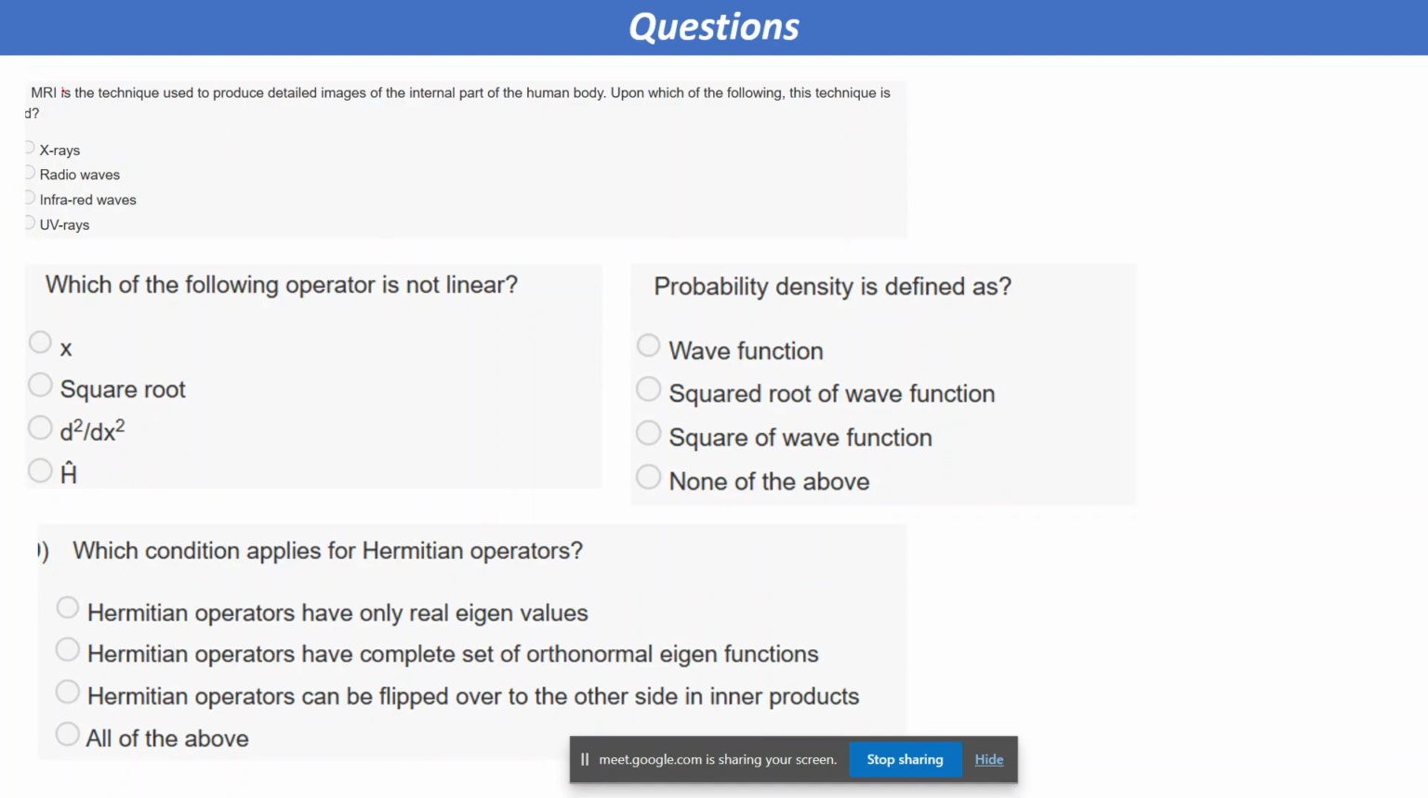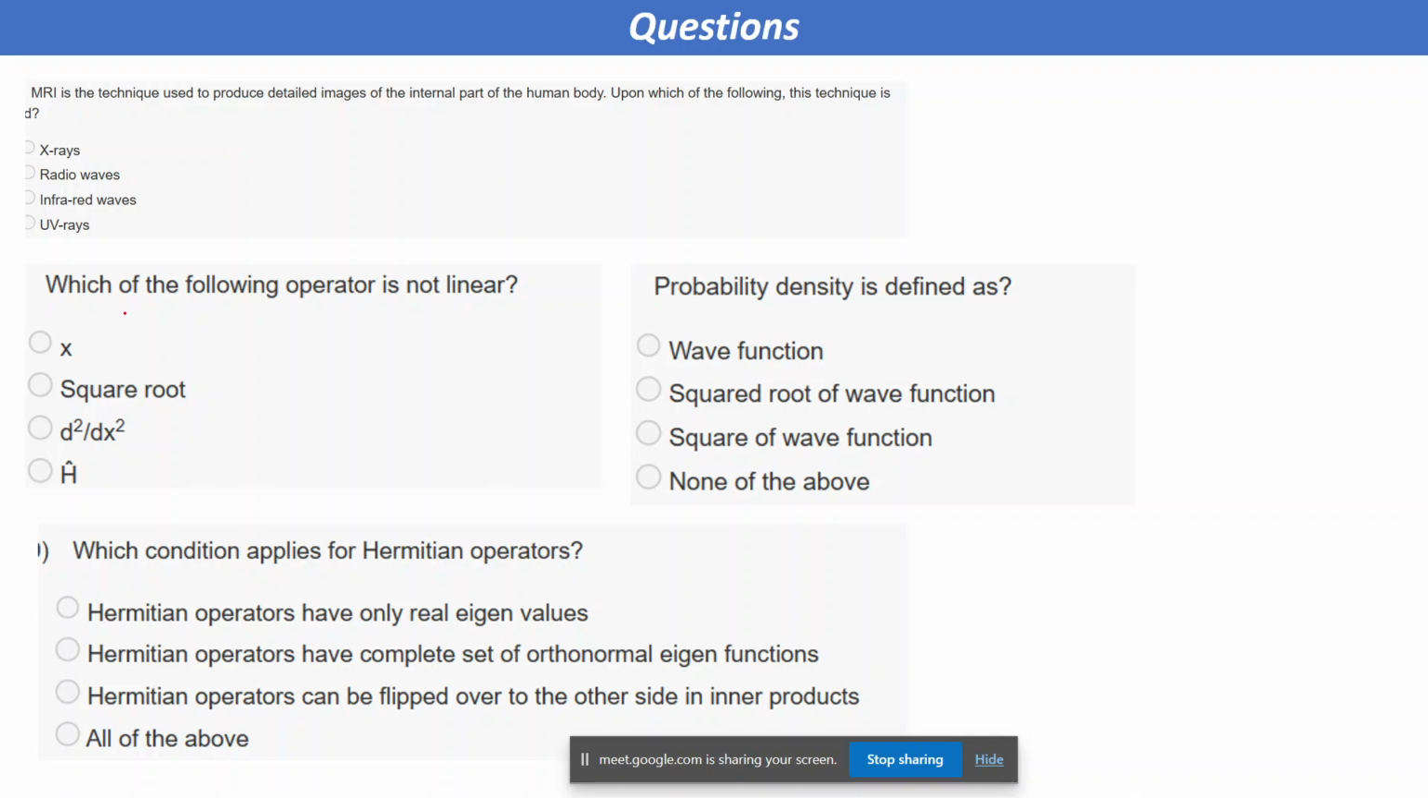Now, MRI is the technique used to produce detailed images of the internal parts of the human body. Upon which of the following is this technique based? X-ray, radio waves, IR or UV? Radio waves.